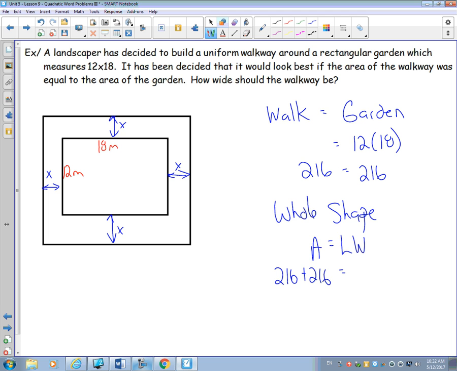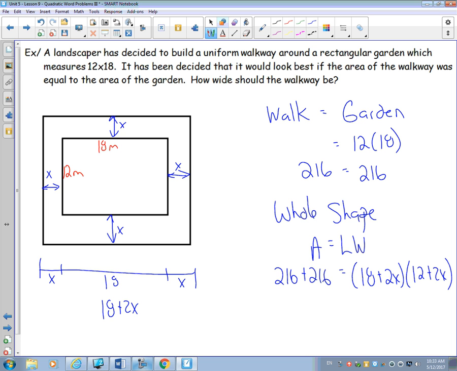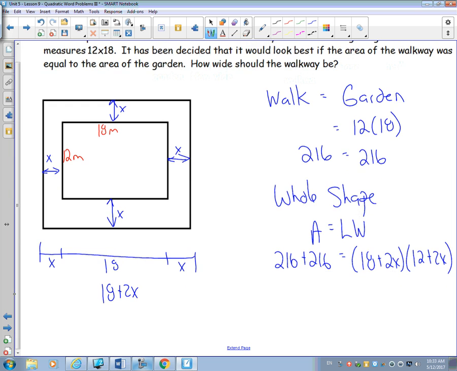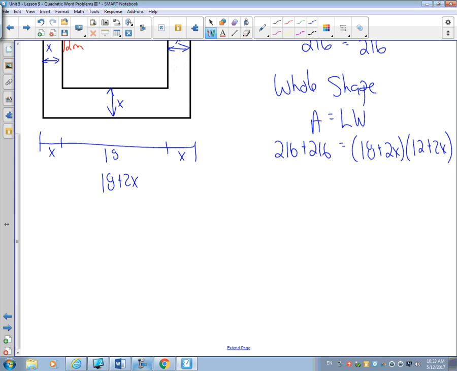How long is the whole shape? Well, if we draw this out, the length of this, it's got three parts. It's got the x part, the 18, and the x. In other words, it's 18 plus 2x. If we do the same thing for the width, it would make sense that it would be 12 plus 2x. And there's an equation. We can solve this equation. We've got to do some FOIL, some rearranging. We've got to make it equal to 0. Well, we can do that.